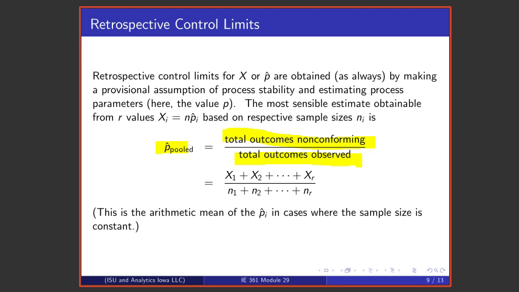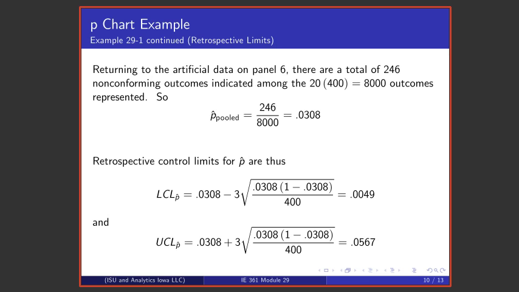That is a weighted average of p hats, and when the sample sizes are all the same, that turns out to be exactly the arithmetic mean of p hats. But it's probably safest to think of this pooled p in the form total outcomes non-conforming divided by total number of outcomes.